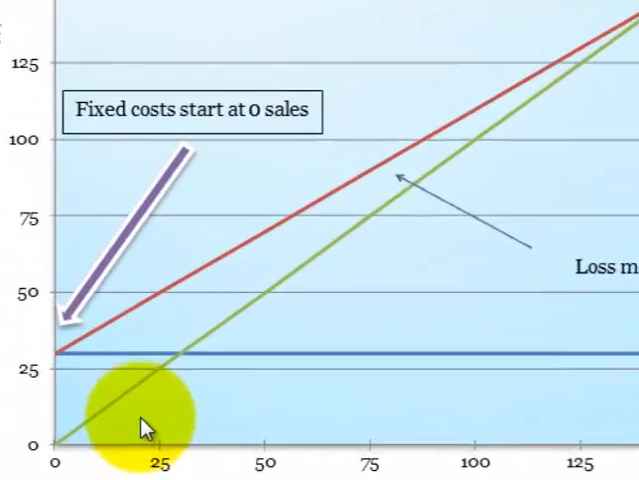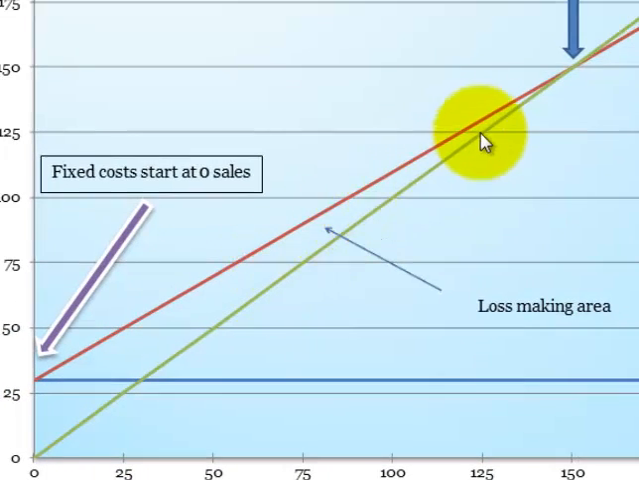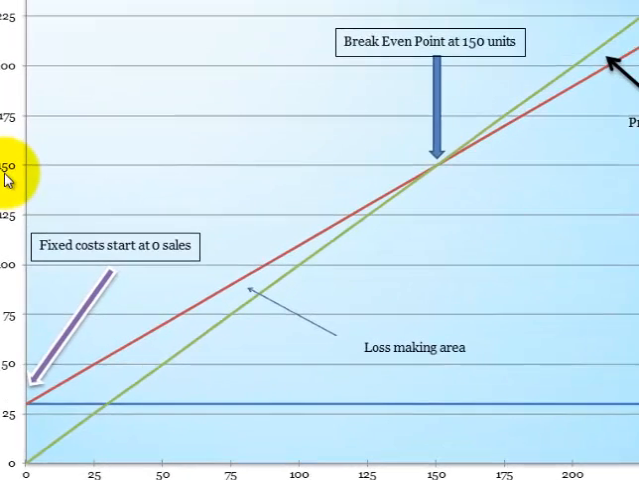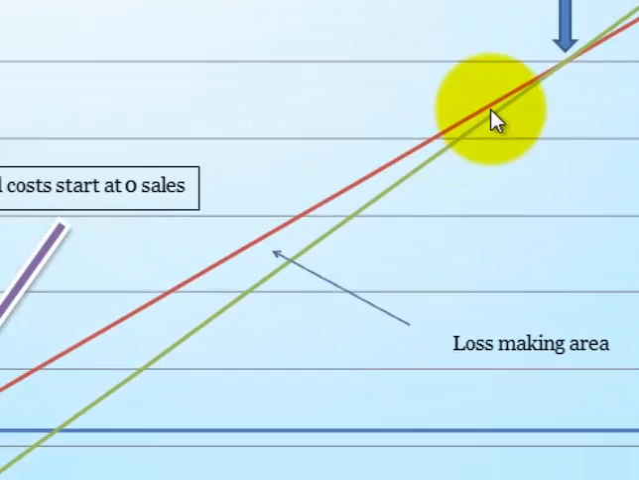Let's just summarize that information again in the graph. At 30,000 is our fixed costs, and the total cost curve is the red line that goes up here. The sales start up here and they intersect at this point here, which is 150, what we worked out. So that's the break-even point. This area here is your profit-making area, and down here you've got the loss-making area.